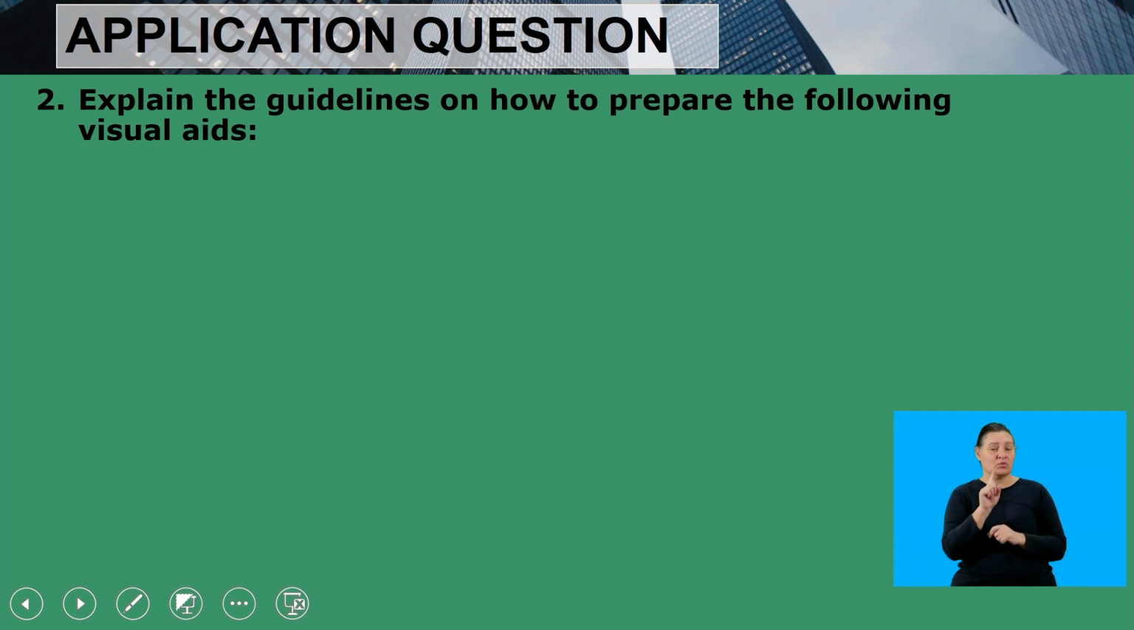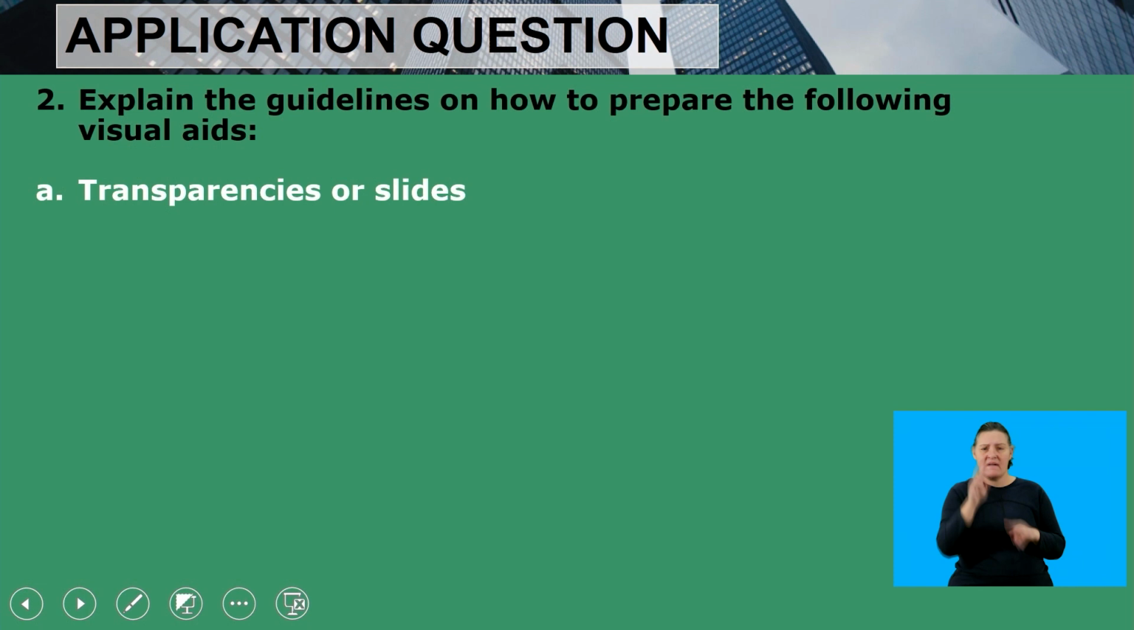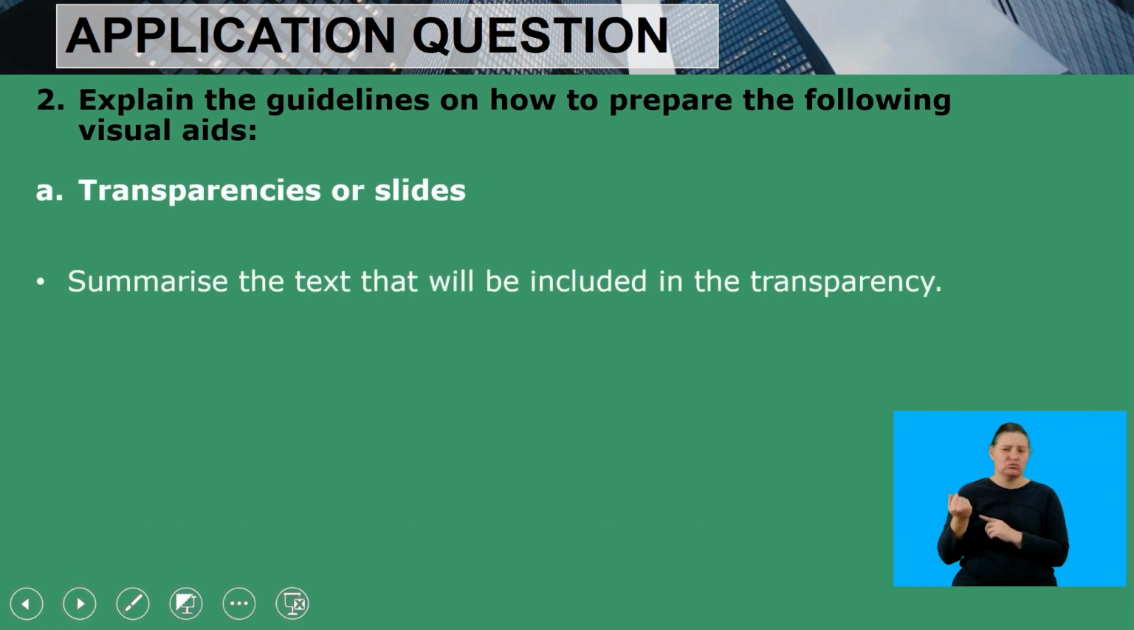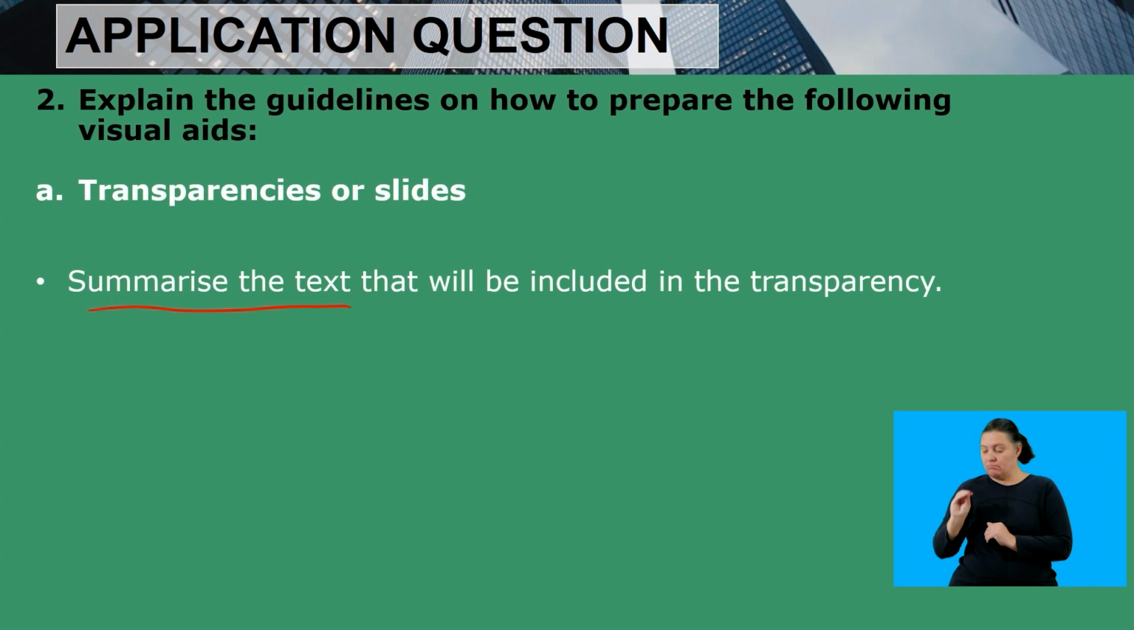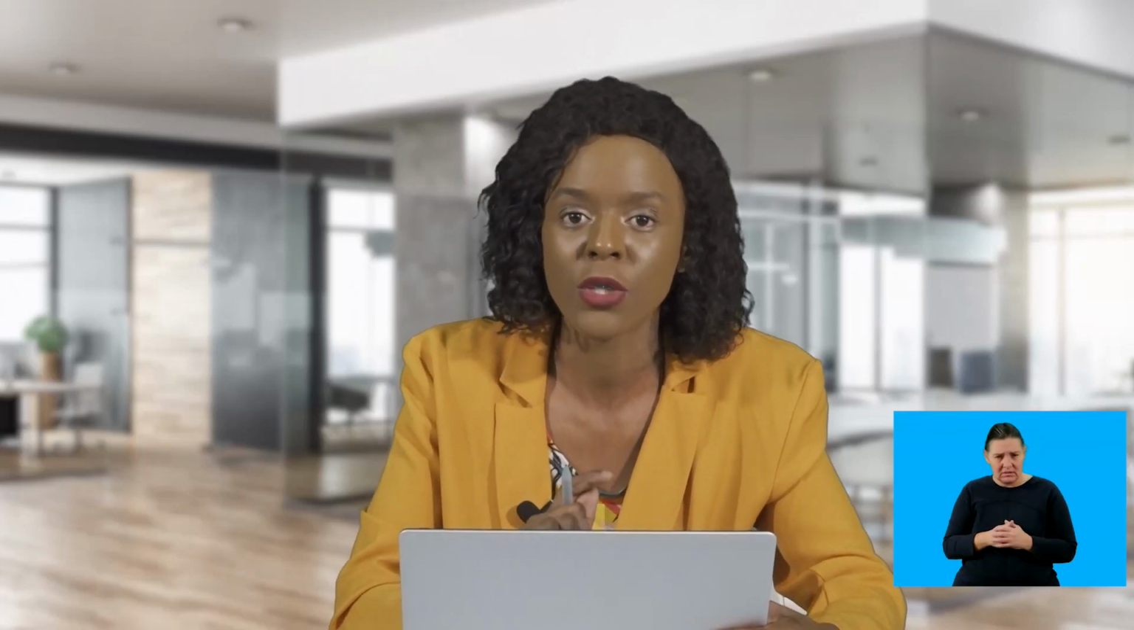The next question says, explain the guidelines on how to prepare the following visual aids. How to prepare transparencies or slides. Summarize the text that will be included in the transparency. When you prepare transparencies, you need to make sure that information is summarized. We don't want to confuse the audience trying to read what you're presenting because there's a lot of information included on the transparency. So it has to be summarized.